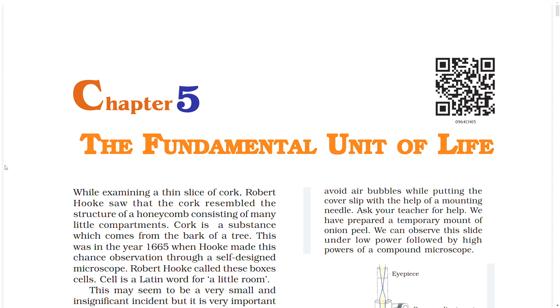While examining a thin slice of cork, Robert Hooke saw that the cork resembled the structure of a honeycomb consisting of many little compartments. Cork is a substance which comes from the bark of a tree. This was in the year 1665 when Hooke made this chance observation through a self-designed microscope. Robert Hooke called those boxes cells. Cell is a Latin word for a little room.